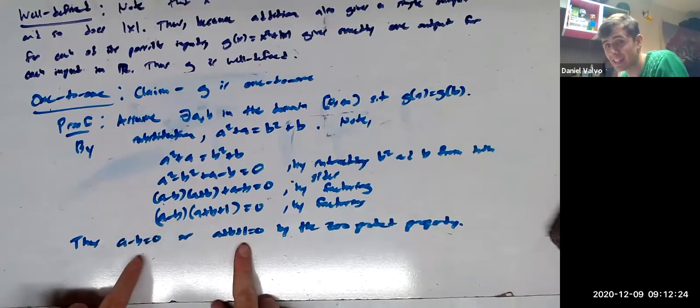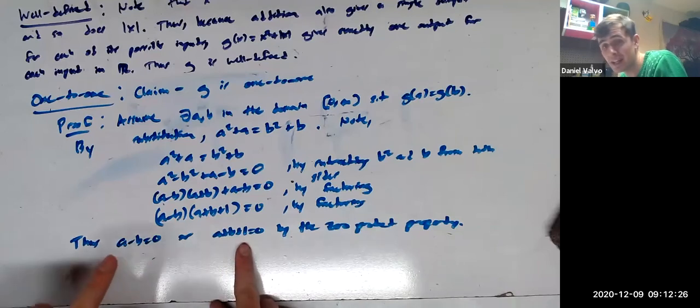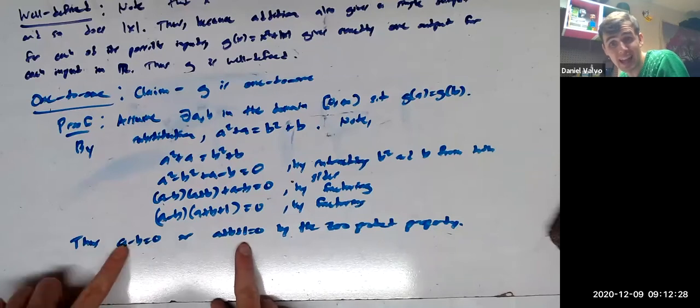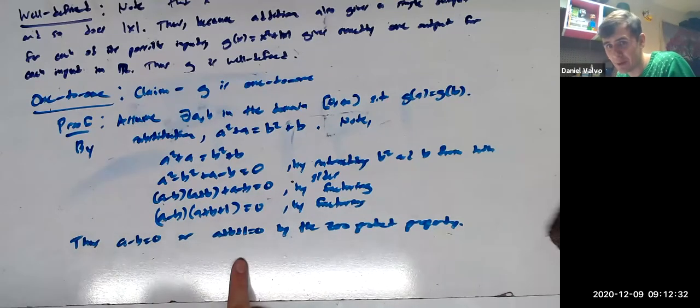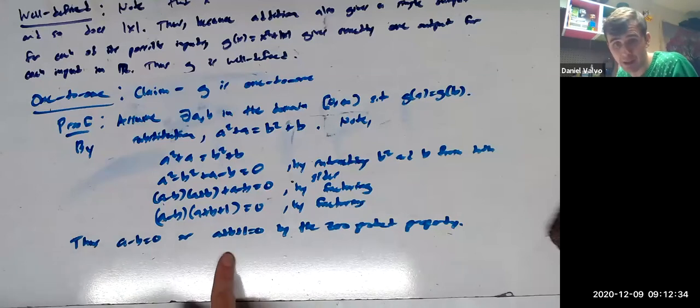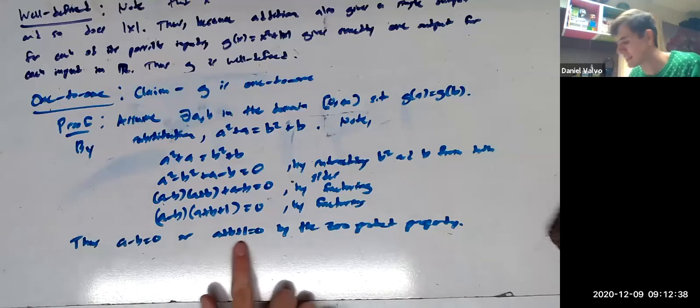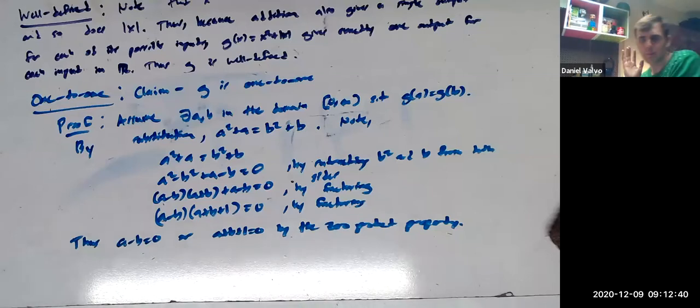Notice we want this to happen. Because if a minus b equals 0, add b to both sides, a equals b, proof done. But what about this guy? We have to prove this doesn't happen. If this can't happen, by elimination, this must happen. So why can't this happen? Why can't a plus b plus 1 equal 0?